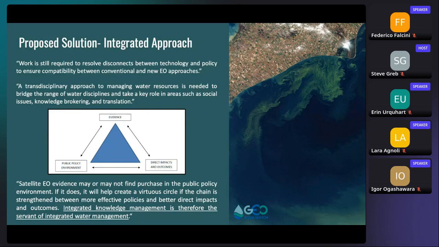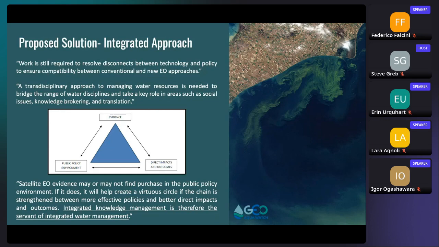Work is still required to resolve the disconnects between technology and policy to ensure compatibility between conventional and new Earth observation approaches. A transdisciplinary approach to managing water resources is needed to bridge the range of water disciplines and take a key role in areas such as social issues, knowledge brokering, and translation. Improved accessibility to Earth observation data will improve understanding with visual displays of quantified results, compensating for various inadequacies of different knowledge forms and mitigating knowledge conflicts.